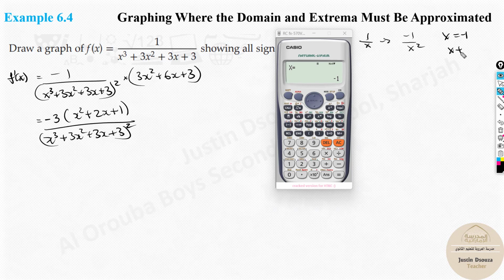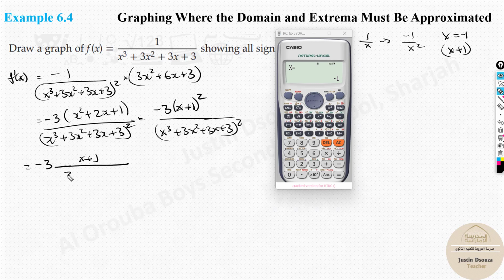What does that mean if you take it inside? It's x plus 1. This is the factor. Now I can simplify this as minus 3 into x plus 1. But don't forget, since it's the only answer, you should put the whole squared. And below is as it is, x cubed plus 3x squared plus 3x plus 3, the whole squared. Now this is having a square, this is having a square. Minus 3, let's remove it outside. And let's write x plus 1 divided by x cubed.